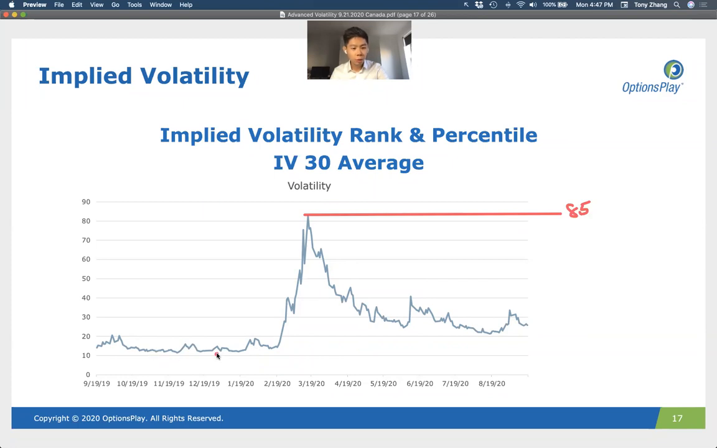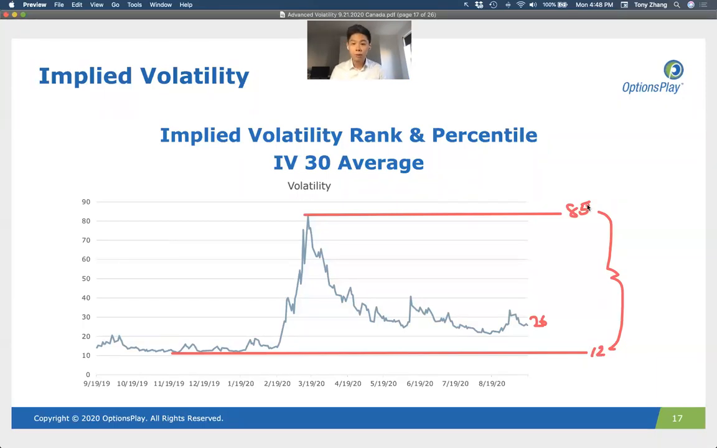What's the low for the whole year? And let's say that particular level was 12. What I really want to know is where the current reading of 26 sits within this range. Just the same way I look at a stock's history and see where the stock is trading in relation to its past year's range, you can do the same thing for volatility.